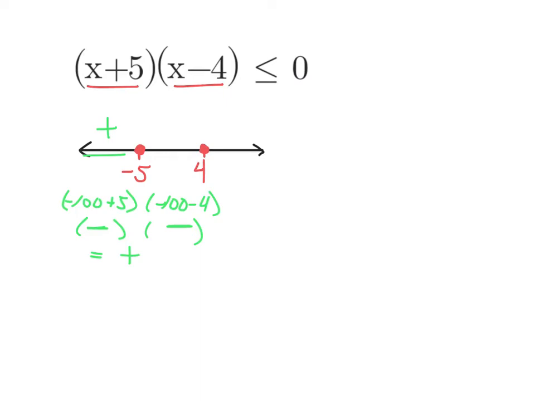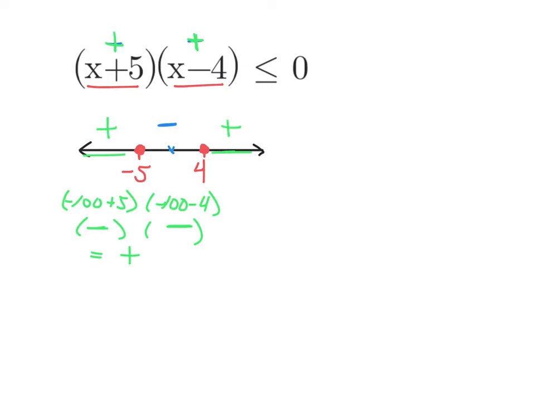Next, we test the next interval. Pick a number that's in between here, like 0. 0 plus 5 is going to be a positive number. 0 minus 4 is a negative number. A positive number times a negative number is negative. And then finally, picking a number that's greater than 4, like a billion. A billion plus 5 is positive. And a billion minus 4 is positive as well. Positive times positive is positive.